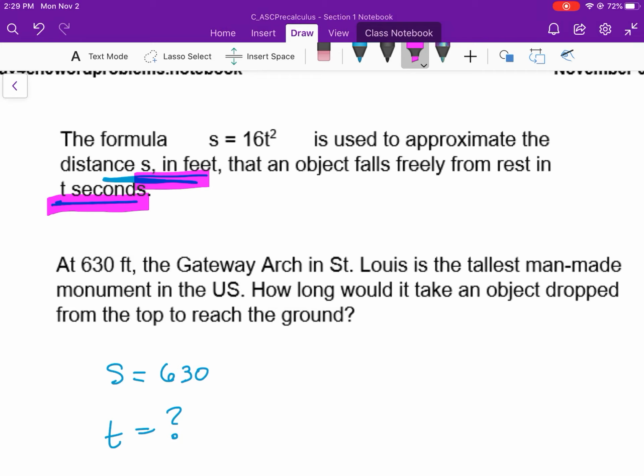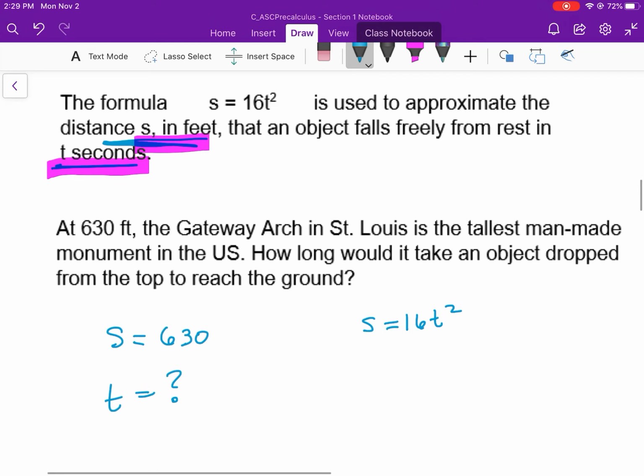So you're at the top of the arch in St. Louis. It's a very tall arch, 630 feet. How long does it take the object to get to the ground? Well, this is pretty straightforward because S equals 16t squared. So S, which is 630 feet, is equal to 16t squared. So you have to take your 630 and divide it by 16, and you get 39.375 is equal to t squared.